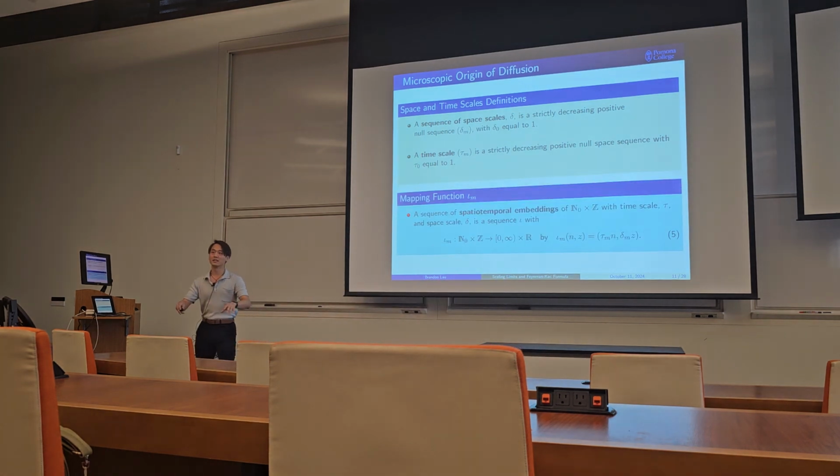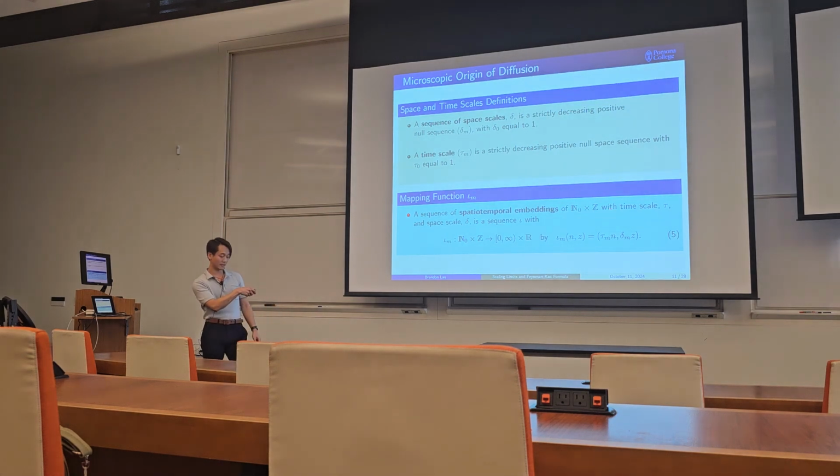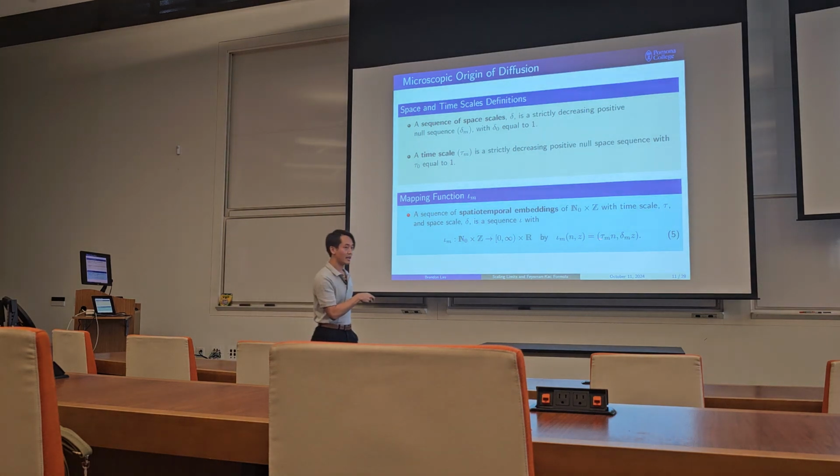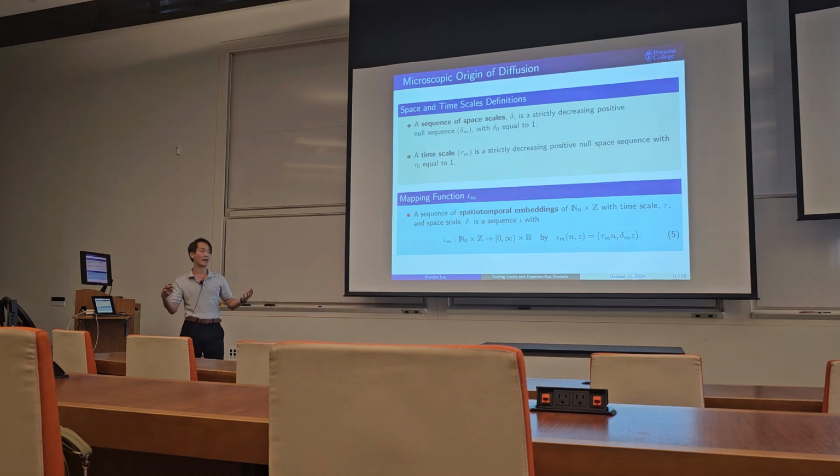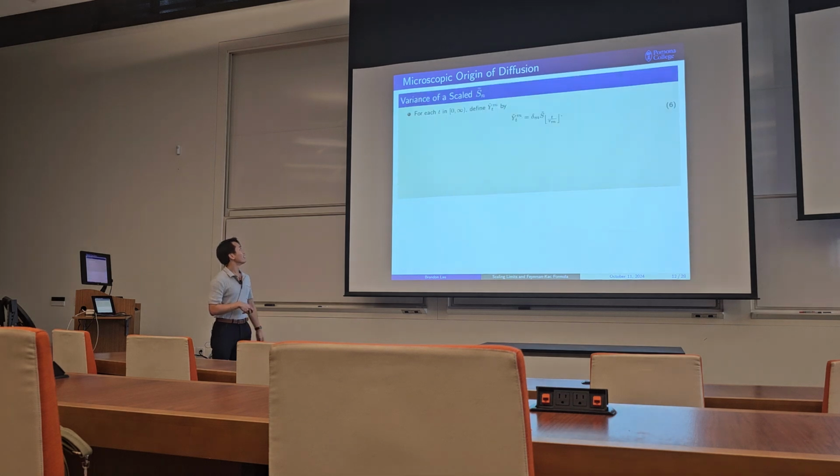Now we're going to have a sequence of spatiotemporal embeddings, which takes the timescale concept and the space scale concept, and we're going to define it as iota. So iota takes in the number of steps and the sizes of the steps, and then it scales it accordingly with tau and delta. Now we're going to look at something with the variance of S tilde. We're going to define a new Y tilde to be a scaled version of this S tilde as follows.